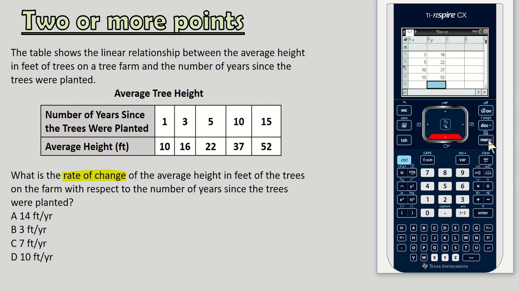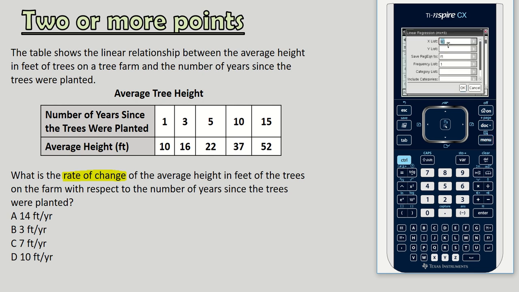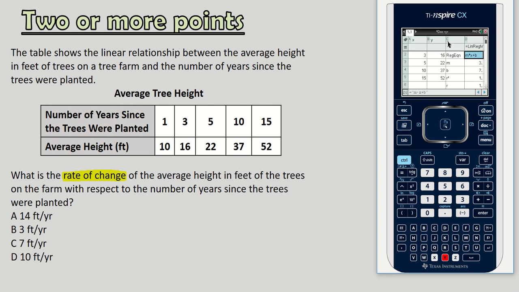Let me do menu 4 1 3, X for X, Y for the Y list, enter, enter, and we have the slope for this situation is 3. Now you do have to be very careful because as you can see, we have B and C, which is 3 and 7. The B represents the y-intercept, which is not what we're looking for, but the M represents the slope. This is what we're looking for. So the answer for this situation should be 3 feet per year. That's how much the trees are growing.